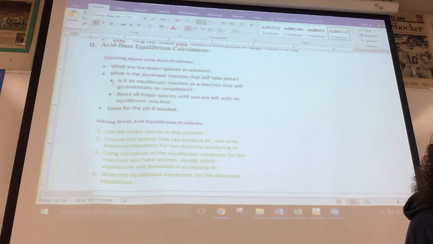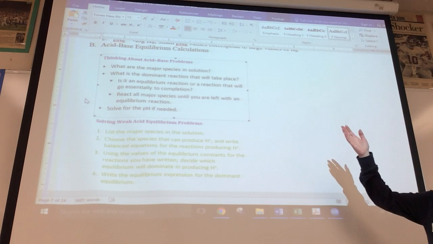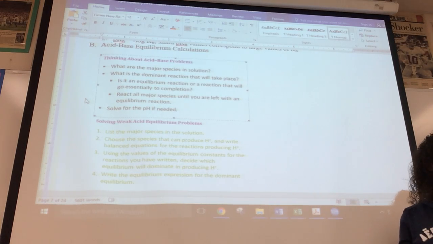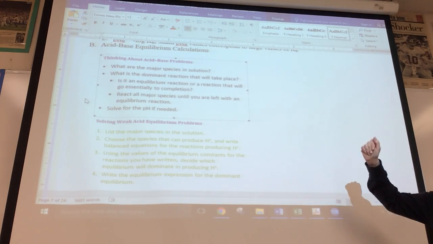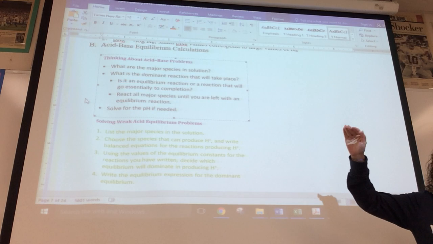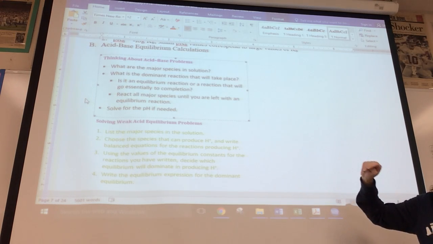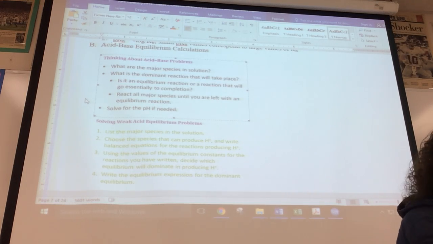When you're working these types of problems, there are a few things you want to consider. You want to look at the major species that are in solution. We said if you have a strong acid, it ionizes completely and all you've got is proton and anion. We want to look at the dominant reaction. Is it the forward reaction that's favored? Is it the reverse reaction that's favored? You want to know whether the reaction's at equilibrium or it's going to completion. That is, is it weak or is it strong? You want to react all major species until you're left with an equilibrium reaction. We'll take a look at that, and then we're going to solve for pH.